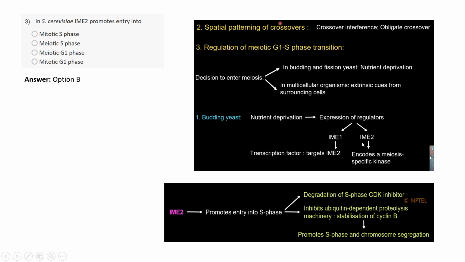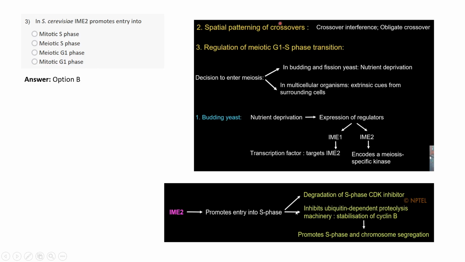And there is a twofold regulation actually happening. The first regulation is the activation of IME1. IME1 is a transcription factor which binds to the IME2 gene and transcribes IME2. IME2 is a meiosis specific kinase, which helps in the promotion of the cells into S phase. It will transfer the budding yeast cell into the S phase and promote the meiosis process.